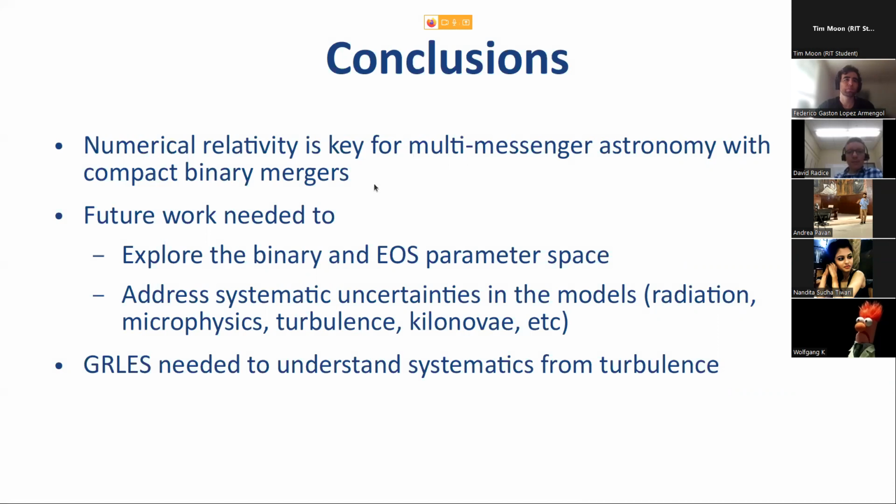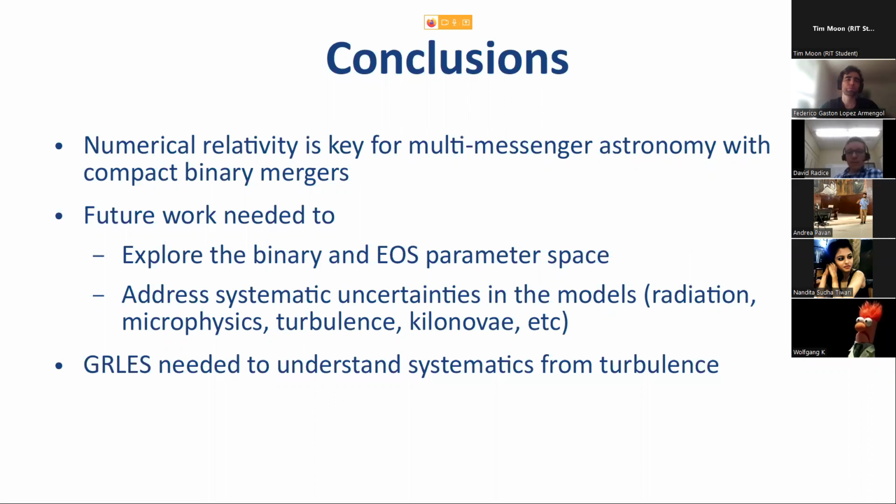The main take-home message that I hope you got from this talk is that numerical relativity has a very important role to play in multi-messenger astronomy because it provides a dictionary that connects electromagnetic data and gravitational wave data and brings both data sets together in terms of the same input physics, so the same equation of state and binary parameters that we want to constrain.